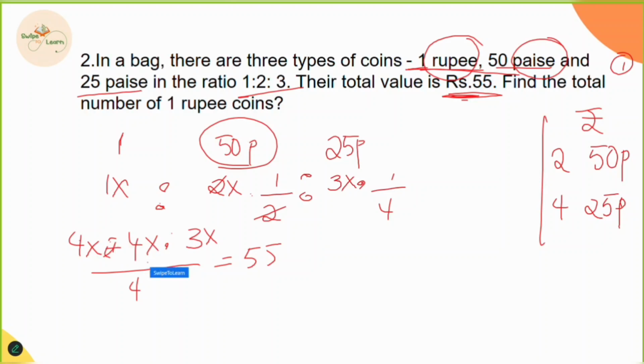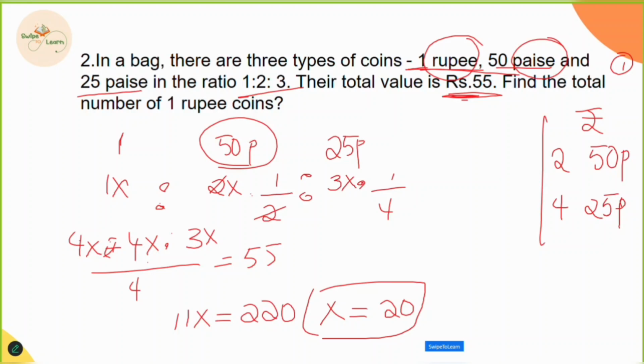So now we add all this. 4 plus 4, 8. 8 plus 3, 11. 11x equals 220. That implies x becomes 20. When we know the value of x, it's easy to find out each share. They asked us to find the 1 rupee coins. As the 1 rupee coin is 1x, there are 20 1 rupee coins.